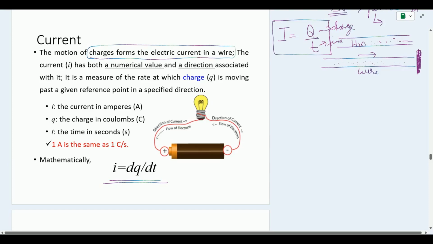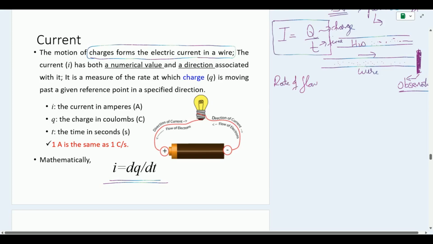But this definition is not accurate, because although it tells us that the charges are moving, we are not sure at what instant of time the charge will be received, let's say at this point where we are observing. So this is our observation point. In order to make it more understandable, we introduce the concept of rate of flow of charges.